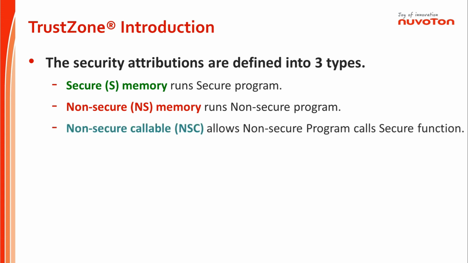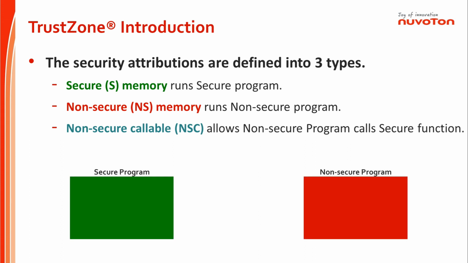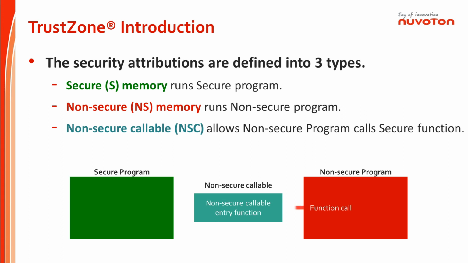Secure code runs in the secure memory map. Non-secure code runs in the non-secure memory map. The non-secure callable entry function is located in the non-secure callable region. Non-secure code can call a secure function by the non-secure callable entry function if secure code allows the access authority.